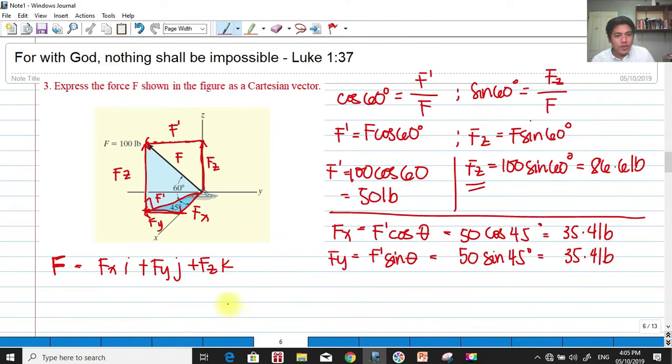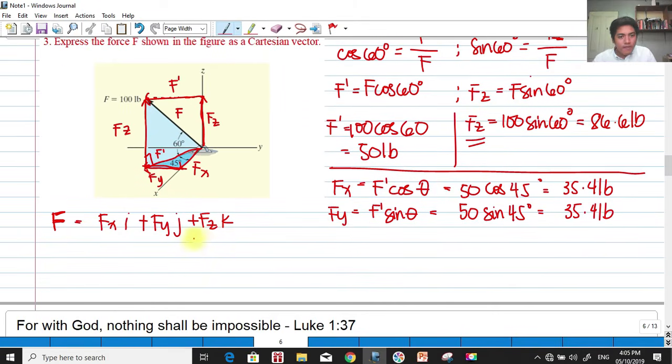But take note, if I'm going to redraw this F prime, F prime is in this direction. This is our y-axis. I'm sorry, let me just redraw it. So this is our y-axis, this is our x-axis, as this is our F prime. So if we're going to resolve this, this is our y, this is our x. Negative x, this is positive x.